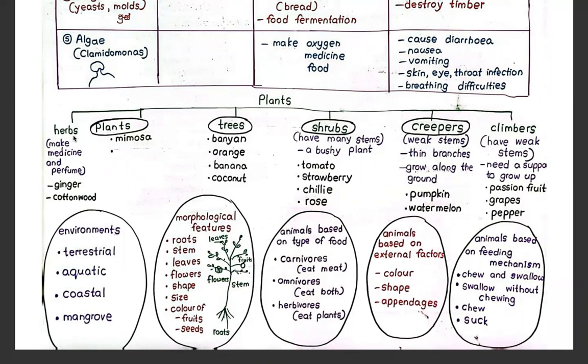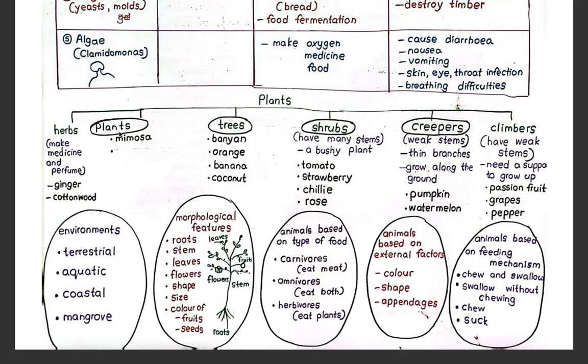Okay, let's have a look at herbs. Why do we use herbs? To make medicine and perfume, such as ginger, cottonwood, right? These are some of the herbs. Ginger, inguru, cottonwood, sandundara.